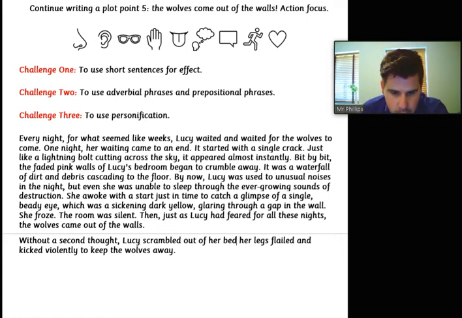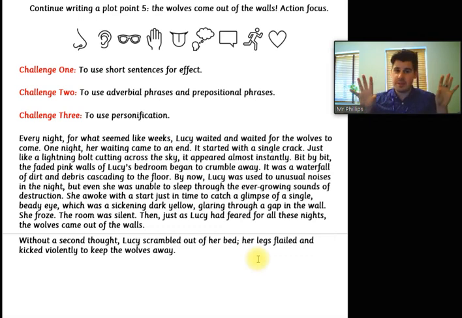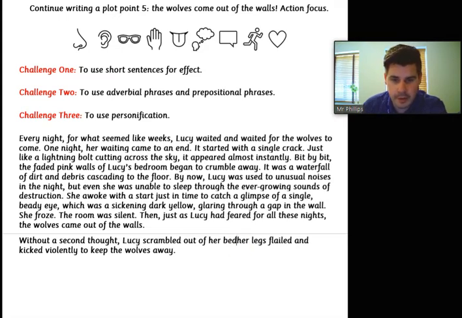So actually, I said, right, what I'm going to do, I'm not going to put "and", I'm going to put a semicolon, which shows that these are two separate sentences, but they're closely related in content, okay? And a semicolon is a really high-level piece of punctuation. But you've got to make sure that either side of it is a full sentence. It's got to make sense by itself, okay? You should be able to replace that semicolon with a full stop, and it all works, okay? But there is no capital letter after a semicolon. Without a second thought, Lucy scrambled out of her bed; her legs flailed and kicked violently to keep the wolves away.